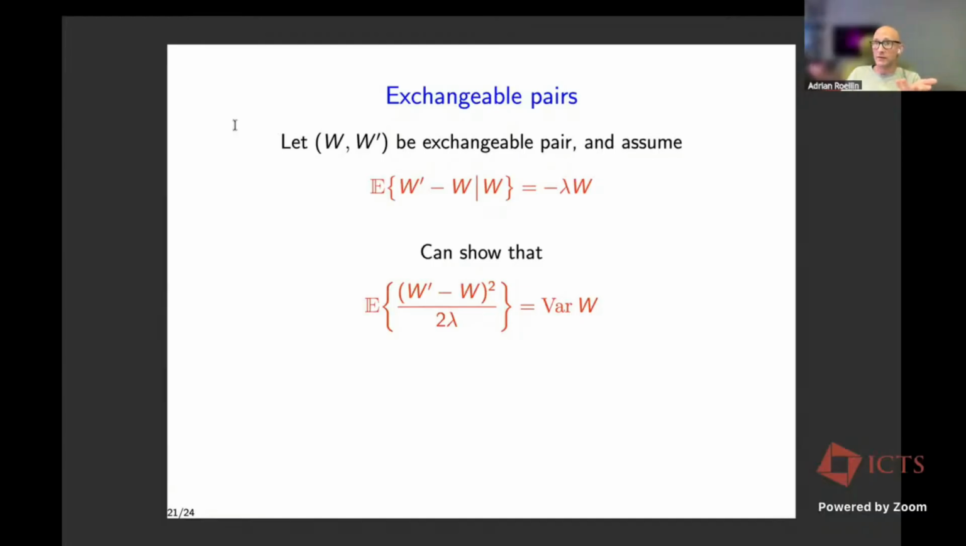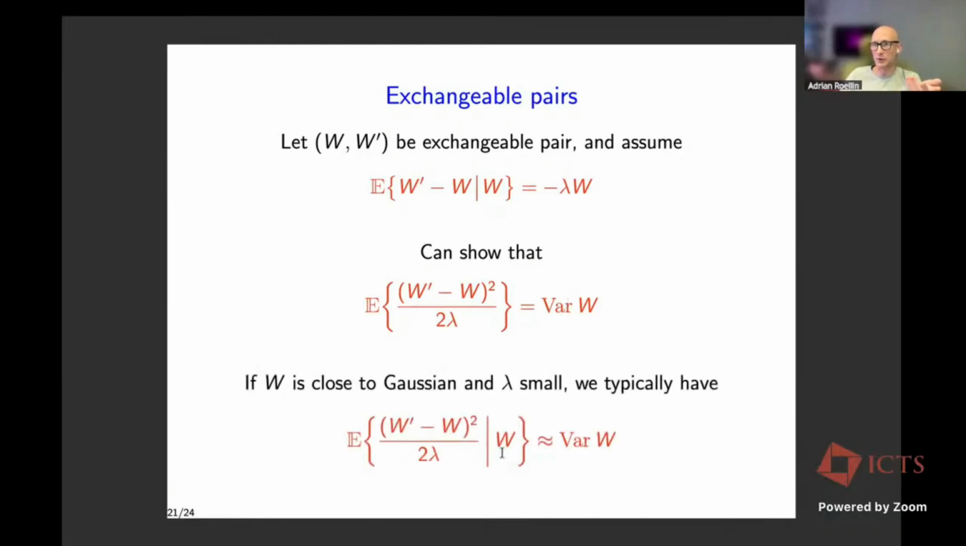You can show that the expectation of this squared expression equals the variance of W. And if it in fact is close to W when you condition on W, then this conditional expectation is close to the variance of W. So the expectation is exactly the variance of W.